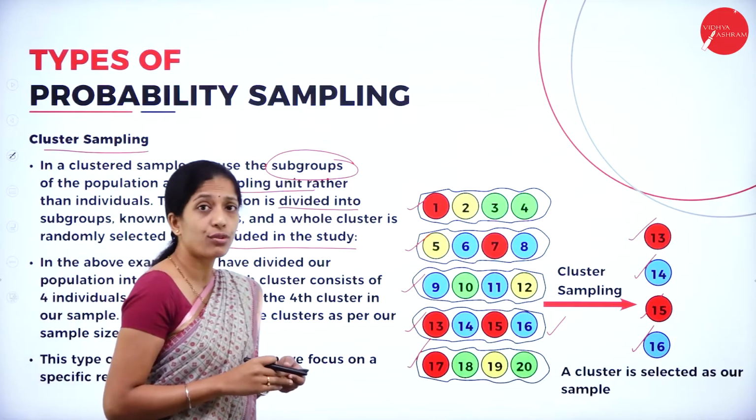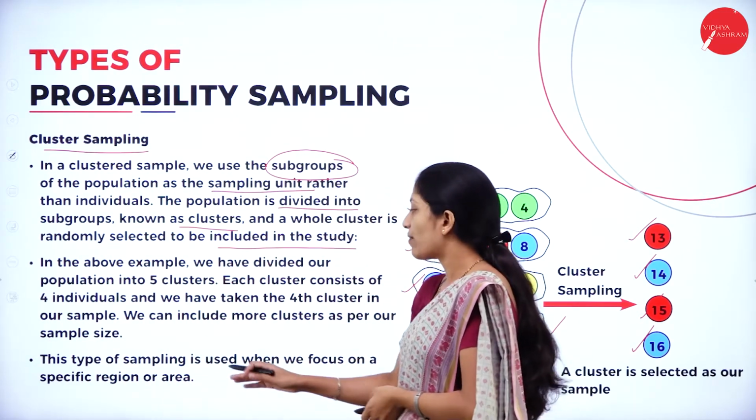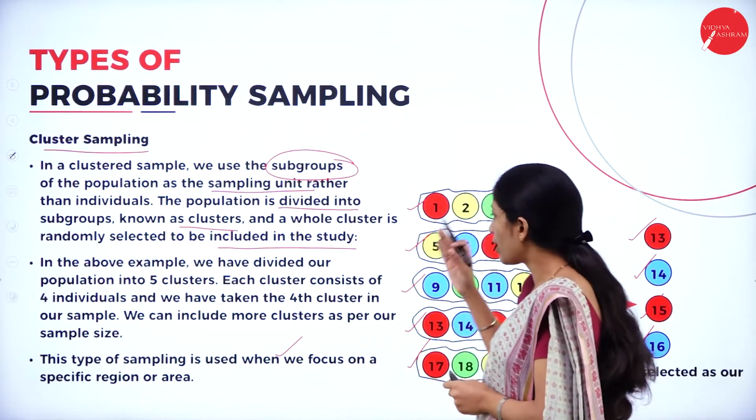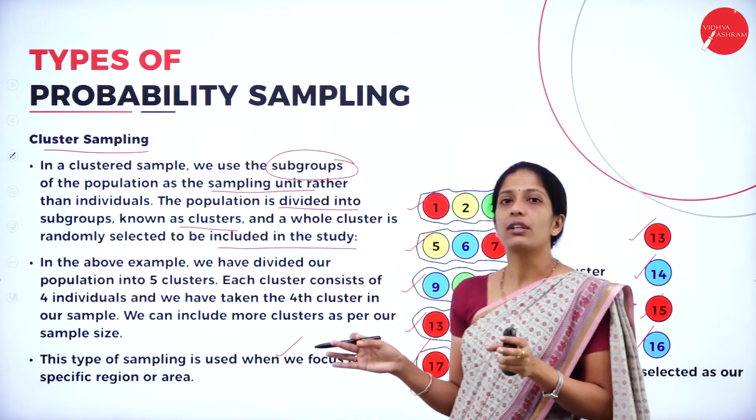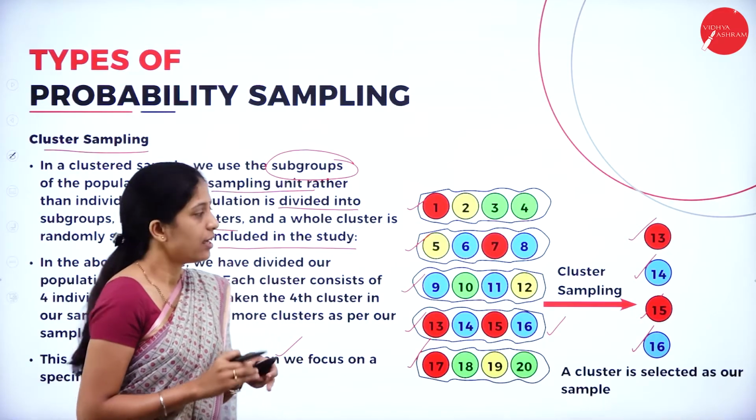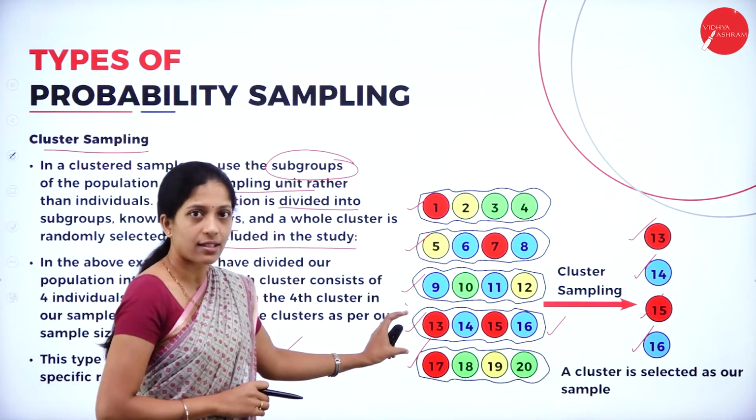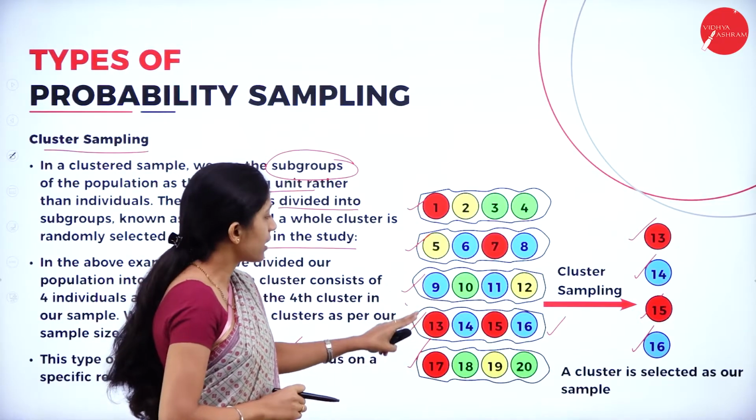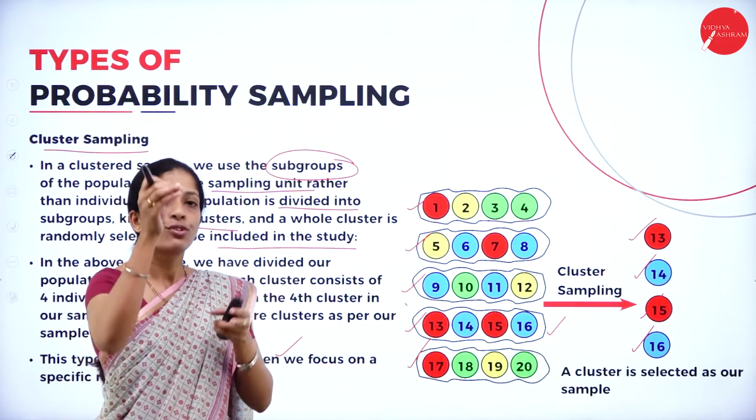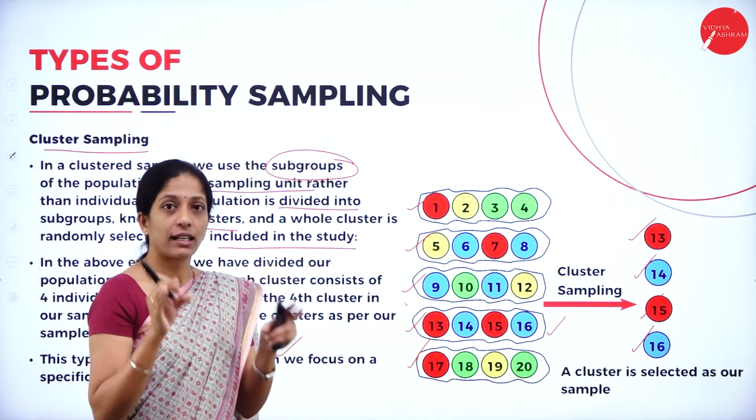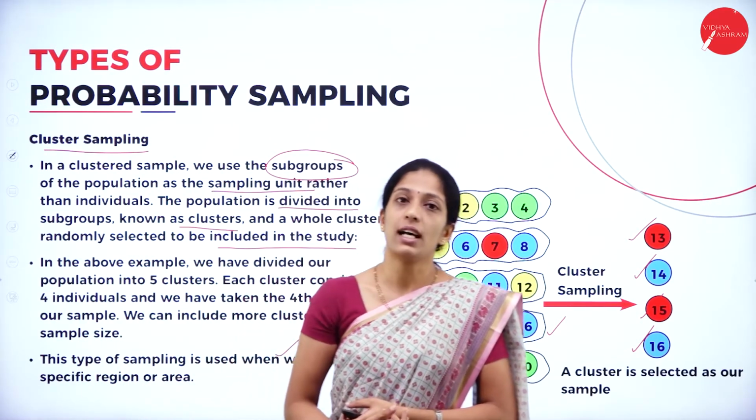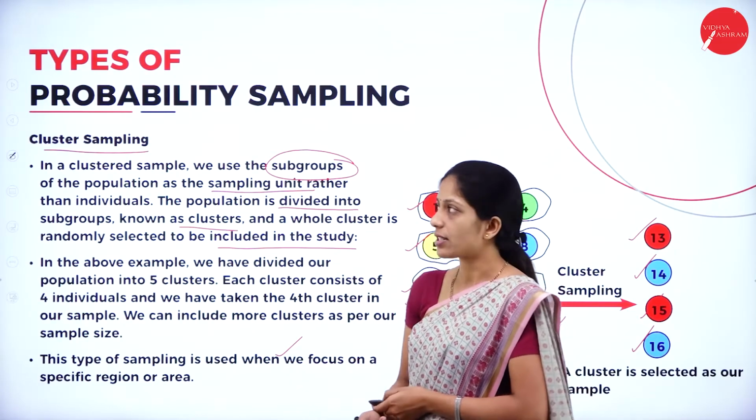This type of sampling is used when we focus on a specific region or area. So, this is not depending on the characteristics. We are going to divide the population into subgroups and the whole subgroup itself will become the sample. Here the 4th cluster is taken as a sample. The 4th cluster is 13, 14, 15 and 16. There are no characteristics considered here. Randomly we are going to take one of the clusters itself. This normally applies in cases of selecting a particular region. Hope you are clear with cluster sampling.